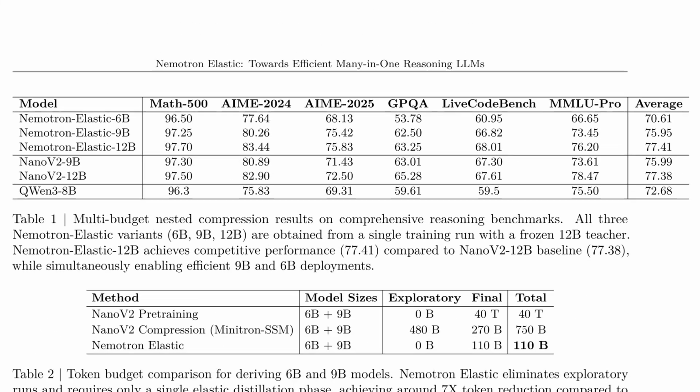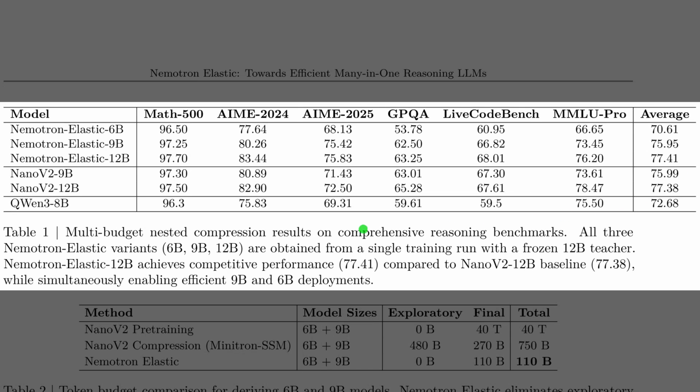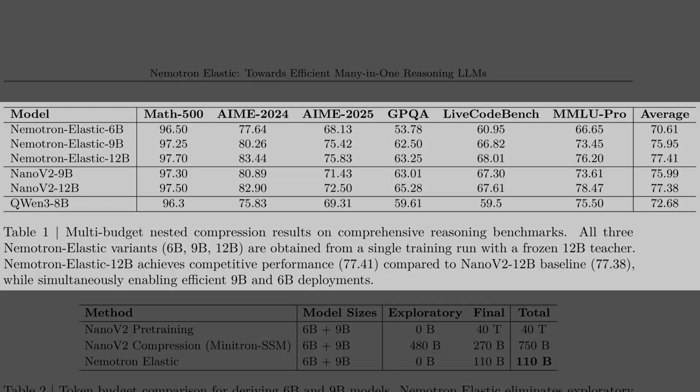So while Table 2 highlighted token savings, Table 1 shows that accuracy really holds up. The Nemotron Elastic 12 billion model slightly beats the Nano V2 12 billion baseline on average reasoning score, about 77 versus 77. The 6 and 9 billion Elastic models also track closely to the larger Nano V2 checks, staying within a few points. This means the single many-in-one training run preserves strong reasoning quality across all deployed sizes.